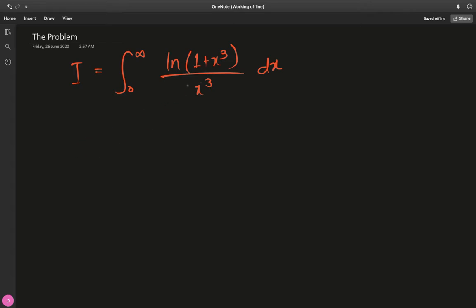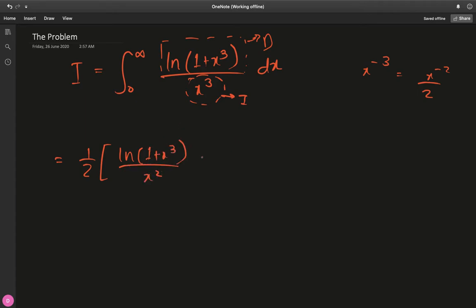So what I'm going to do is integrate this while I differentiate this using integration by parts. So the integral of x to the minus 3 is just going to be x to the minus 2 divided by 2. So we have half of natural log of 1 plus x cubed divided by x squared evaluated from 0 to infinity.